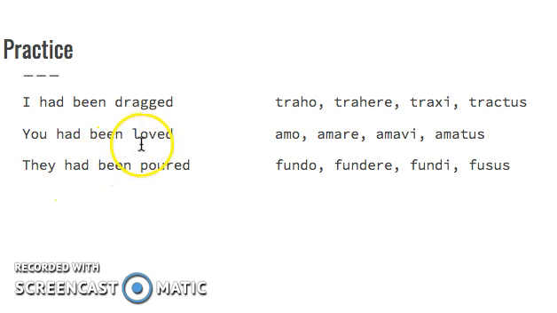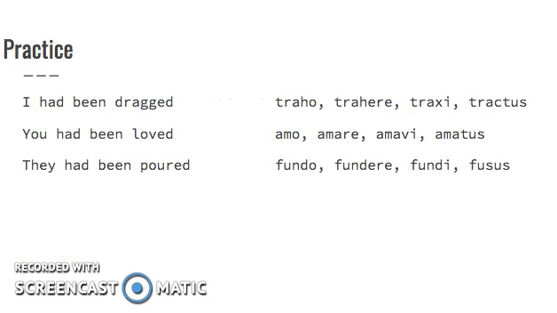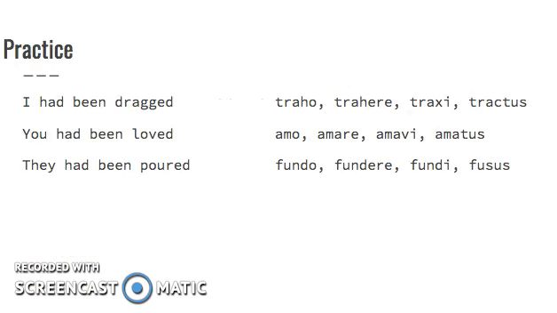Then you had been loved. We will go to the fourth principal part, amatus, then add our ending for you, which is eras. They had been poured. We will go to our fourth principal part or the PPP, so it will be fusi, because it is in plural. Then we add our ending erant.